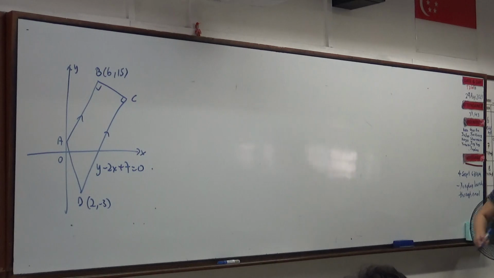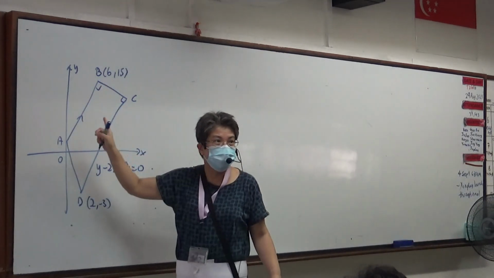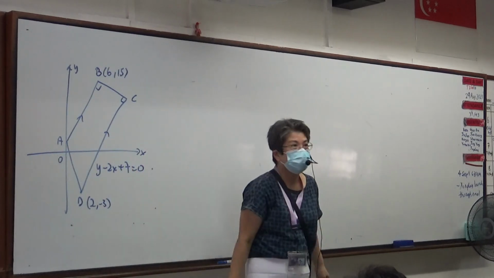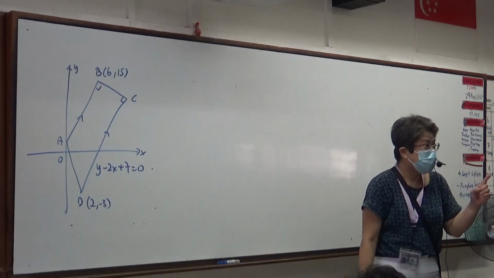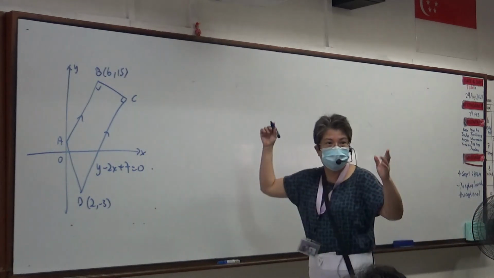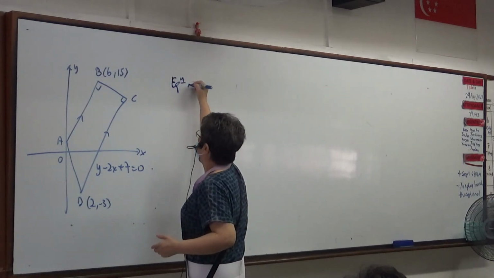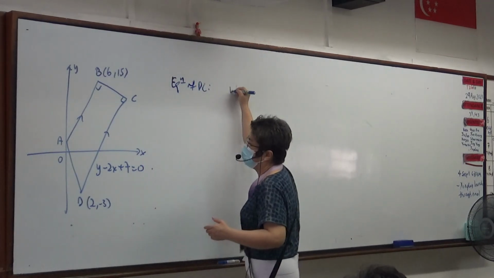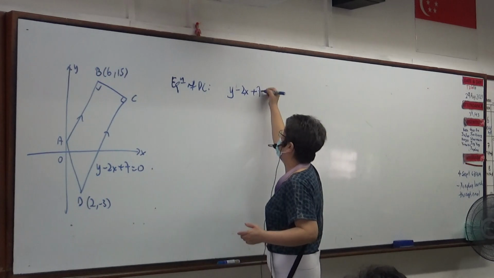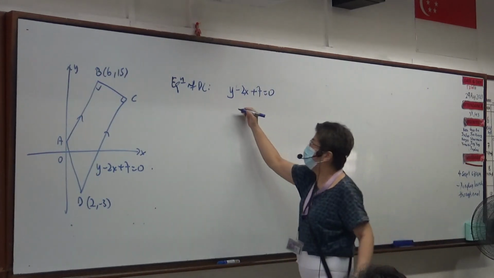Now, this is important. They want to find the equation of AB. You know that AB is parallel to what? DC, right? Okay? Don't straight away rush into it. All of you look up. I'm going to show you how I present. What is the equation of DC? It is y minus 2x plus 7 equals 0. I don't like this form. I will transform it. y equals to what?